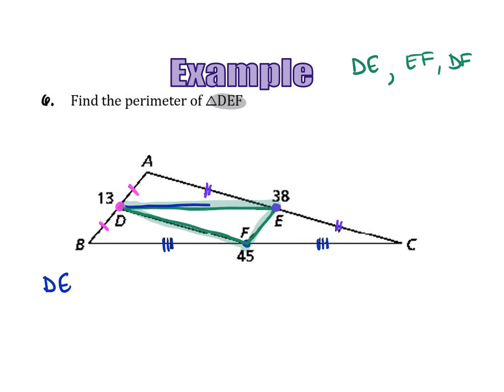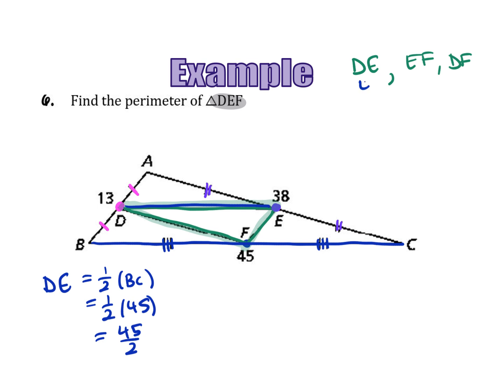DE is right here. By the midsegment of a triangle theorem, it is going to be half of this length here. So if this whole length is 45, then DE is going to be half of BC, which is going to be half of 45, which I'm just going to write as 45 over 2. I don't need to convert that to a decimal. I can't see a way that that's going to help me right now. But I just found one of the 3 lengths that I need to find in order to find the perimeter. So let's look at another length. Let's look at EF.